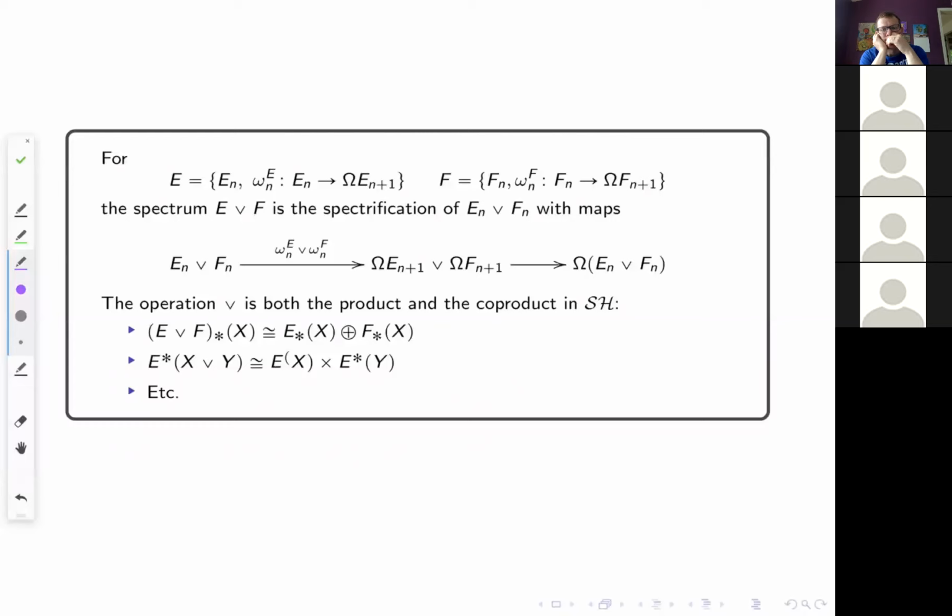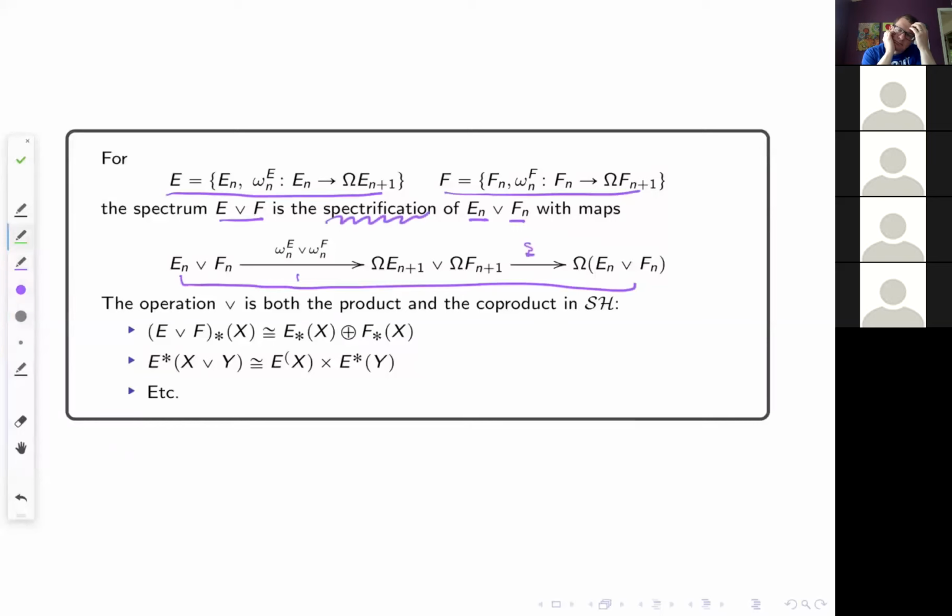So you have a spectrum E, which I'm going to think of as a sequence, and F, another sequence of base spaces with structure maps. Then if you want to form the wedge, what do you do? You take the sequence En wedge Fn, and then you take these maps. This one is the one that you get from the two structure maps, and there's always a map from the wedge of the loops to the loops on the wedge. That won't be a weak homotopy equivalence, but you spectrify, so you turn it into a spectrum.